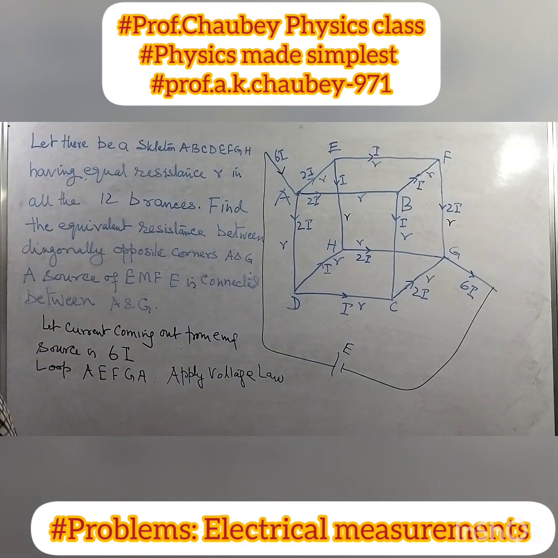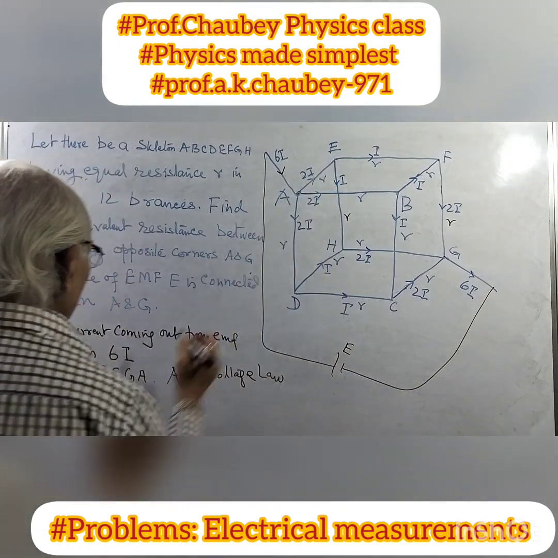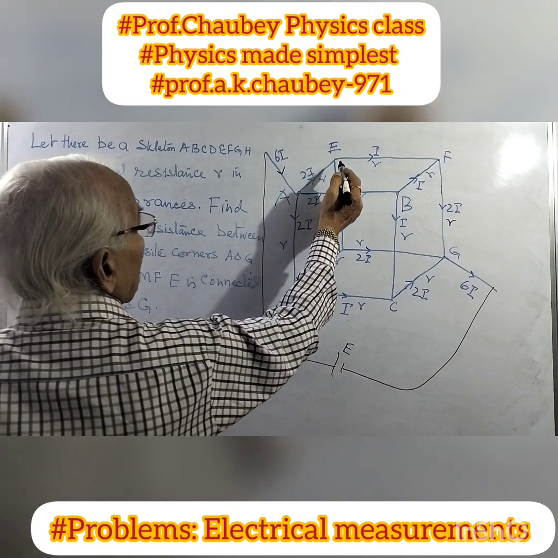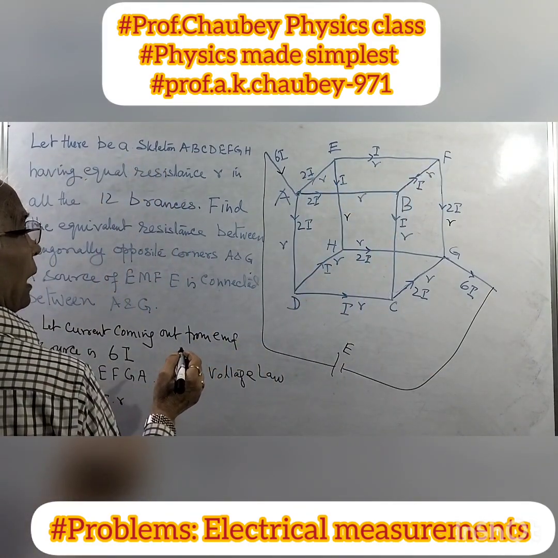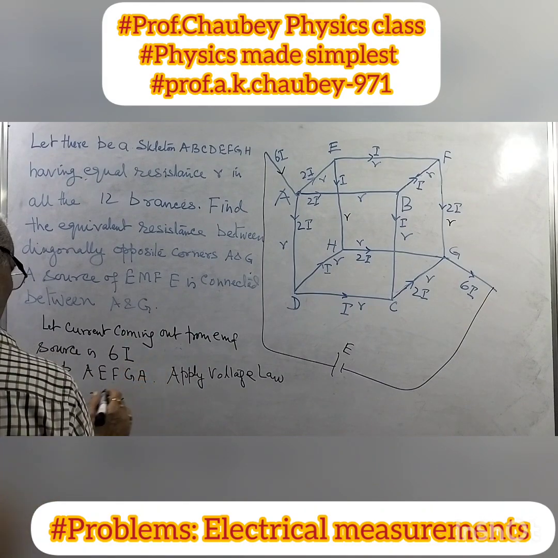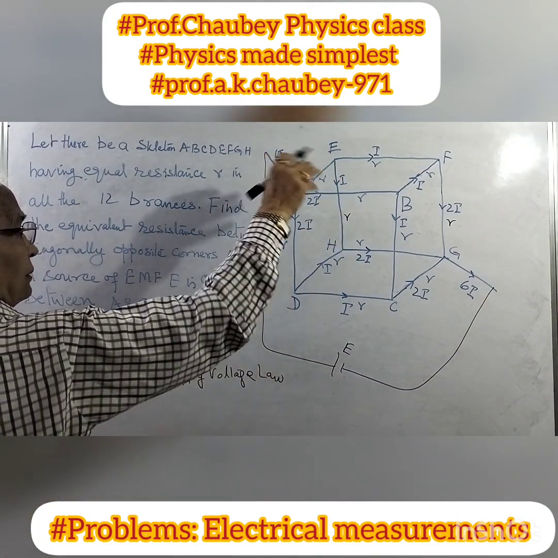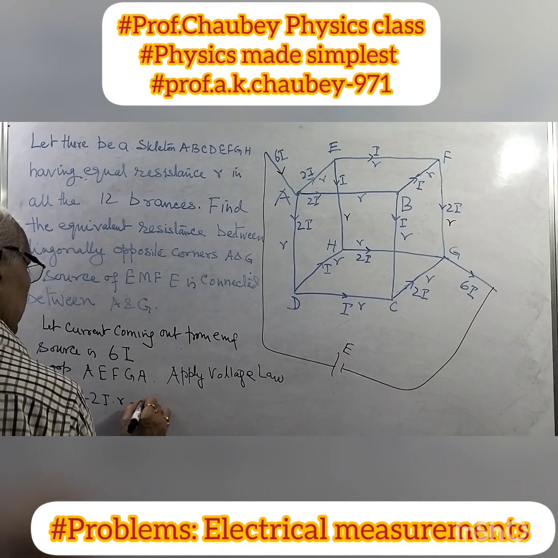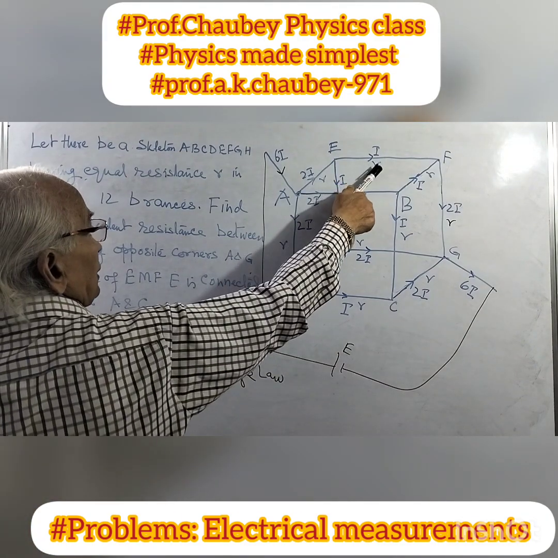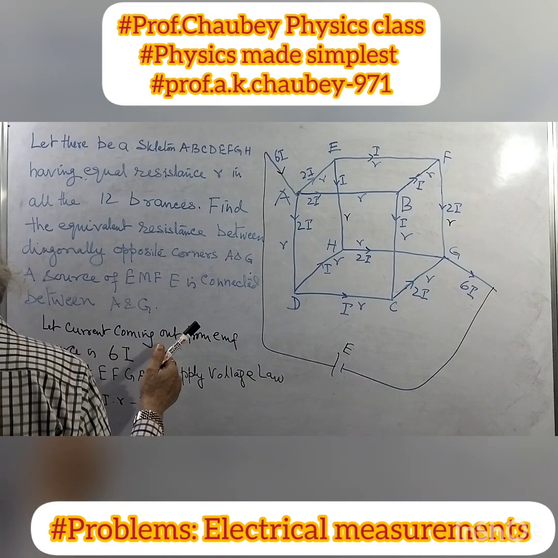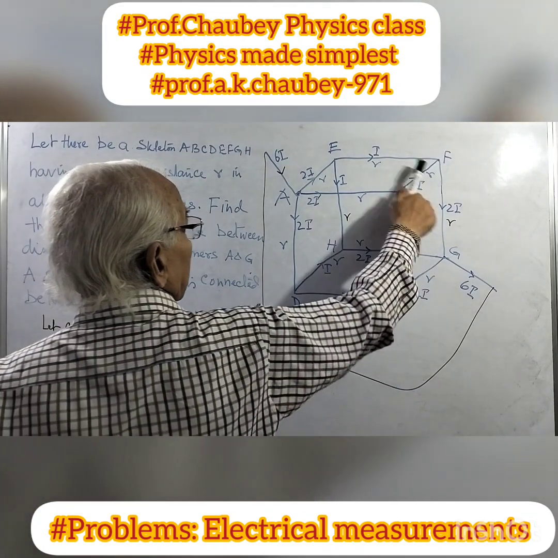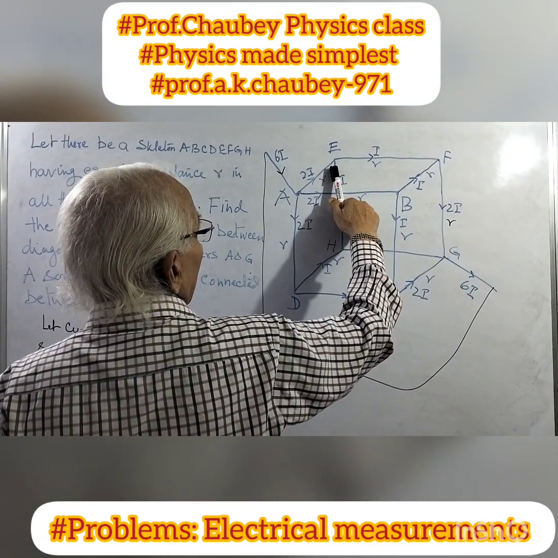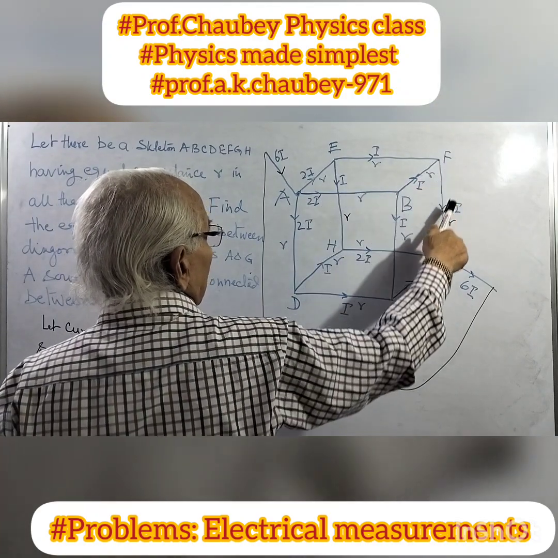How do we write it? A to E is twice I into R. E to F is I into R. We are taking clockwise current as minus. So minus twice IR and minus IR, and this twice IR. So A, E, F, G gives twice IR, IR, and twice IR.